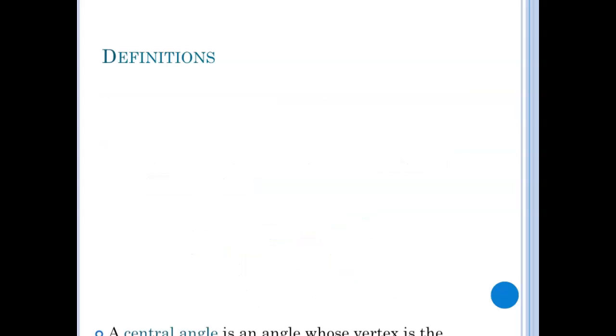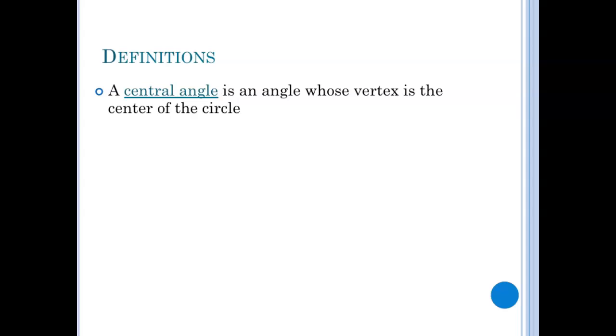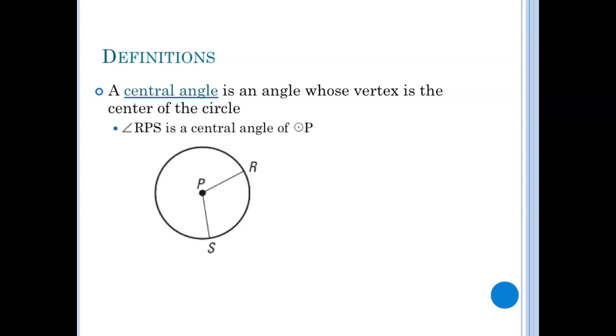Now a central angle, on the other hand, is an angle whose vertex is the center of the circle. So for example here, we have angle RPS, and that is a central angle of circle P. You can tell this is different from an inscribed angle because the vertex of the angle is not on the circle, but on the center of the circle.